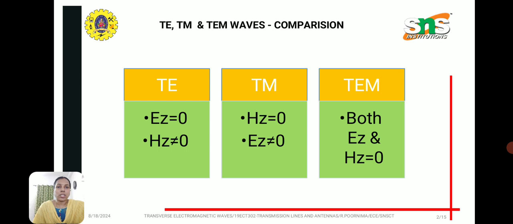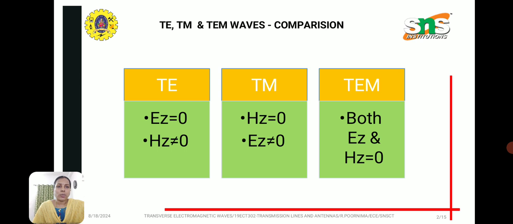First one, transverse electric, where the electric field component along the wave propagation direction is 0. So Ez is 0 and the magnetic field component is available, so Hz not equal to 0. The only magnetic field component is present along the direction of wave propagation. And the second case is the transverse magnetic, in which the magnetic field along the direction of propagation is 0. So Hz equal to 0 and the second component Ez not equal to 0.